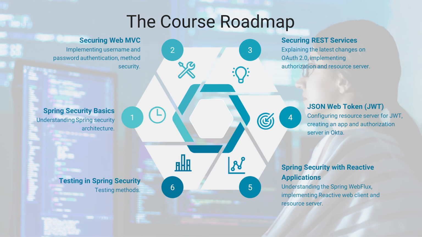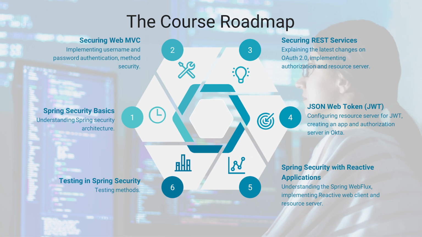And let's look at the course roadmap. This course is divided into 5 sections. In section 1, we will explain Spring Security architecture, username and password authentication, and security concepts such as OAuth2 protocol, JWT, and SAML. In section 2, we will briefly mention Spring MVC and then secure a Spring MVC application by using username and password authentication and method security expressions for authorization.